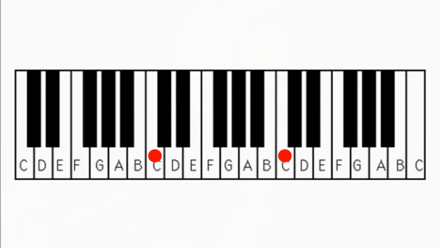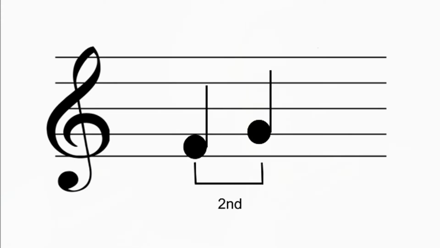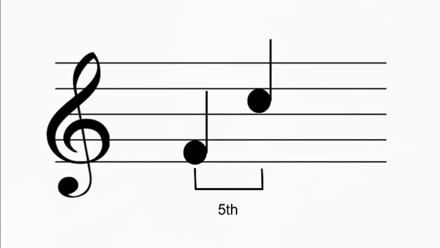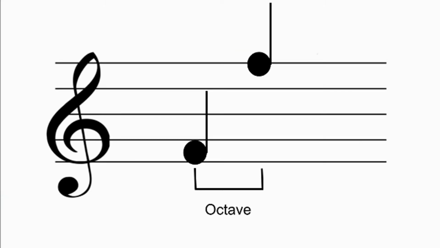We don't necessarily call it an eighth, we call it an octave. We know oct means 8, so it's octave. So let's see how it looks on the staff. Here we have a second, just one note apart from each other. Third, 4th, 5th, 6th, 7th, and our octave.